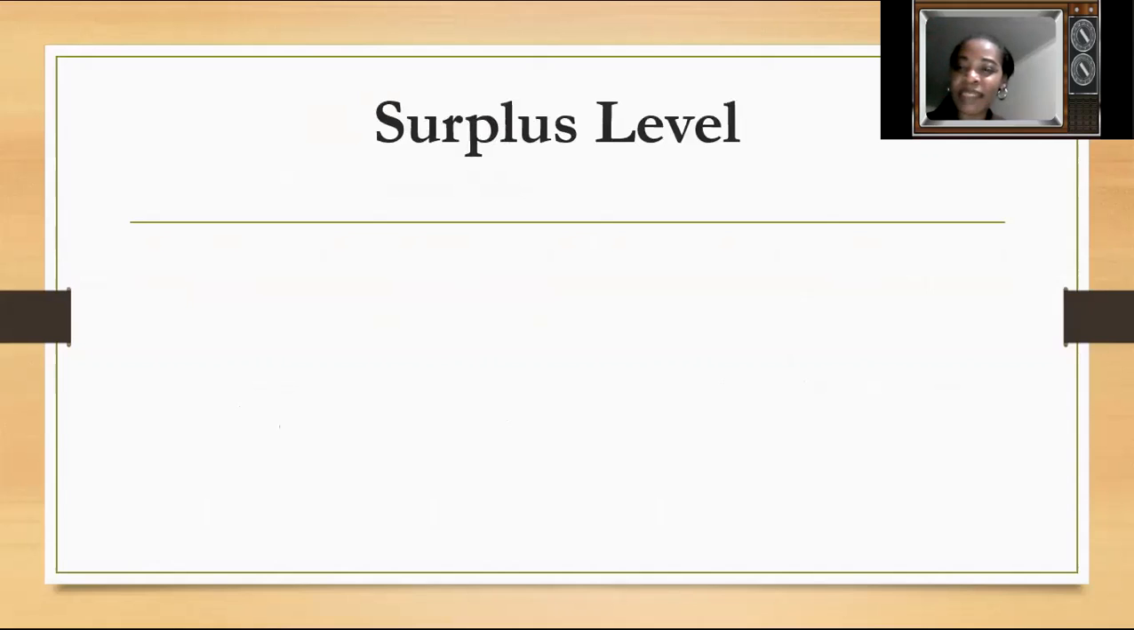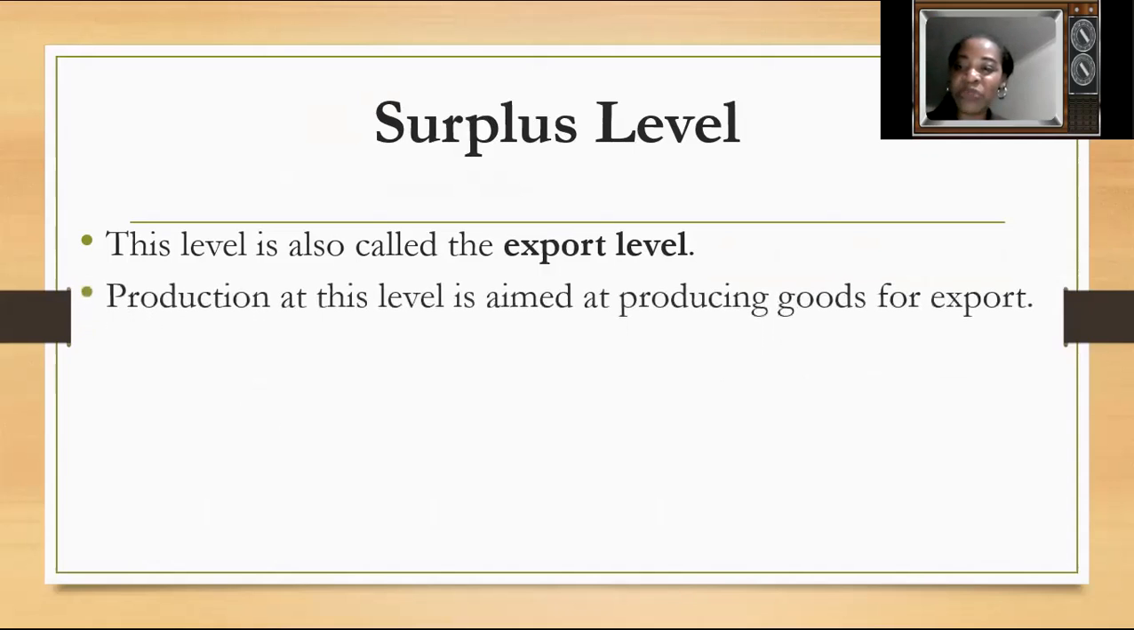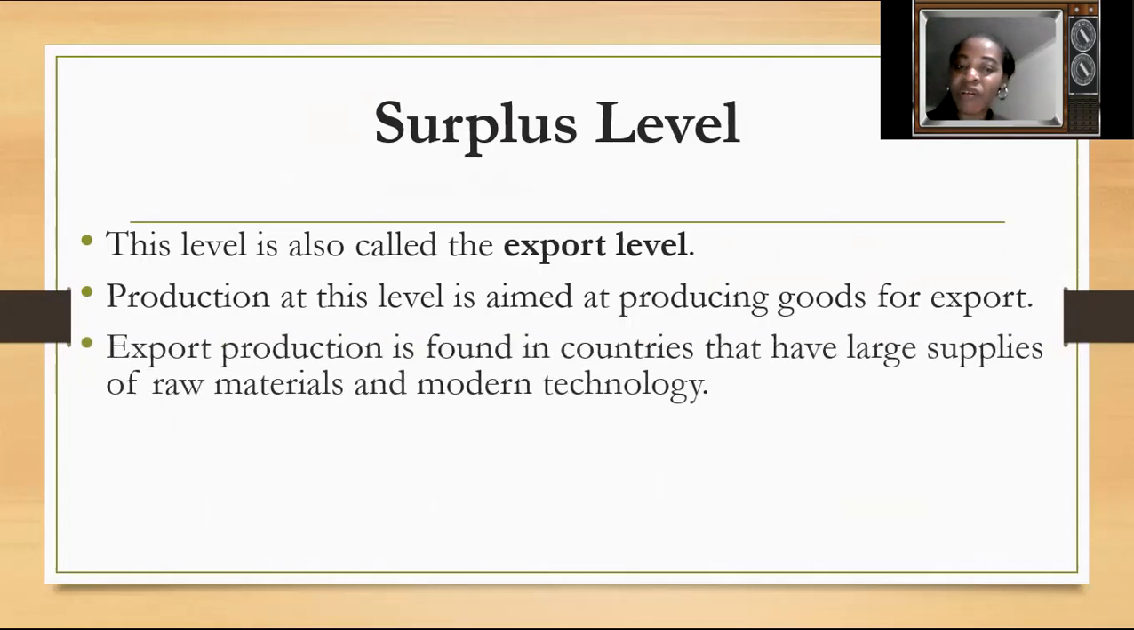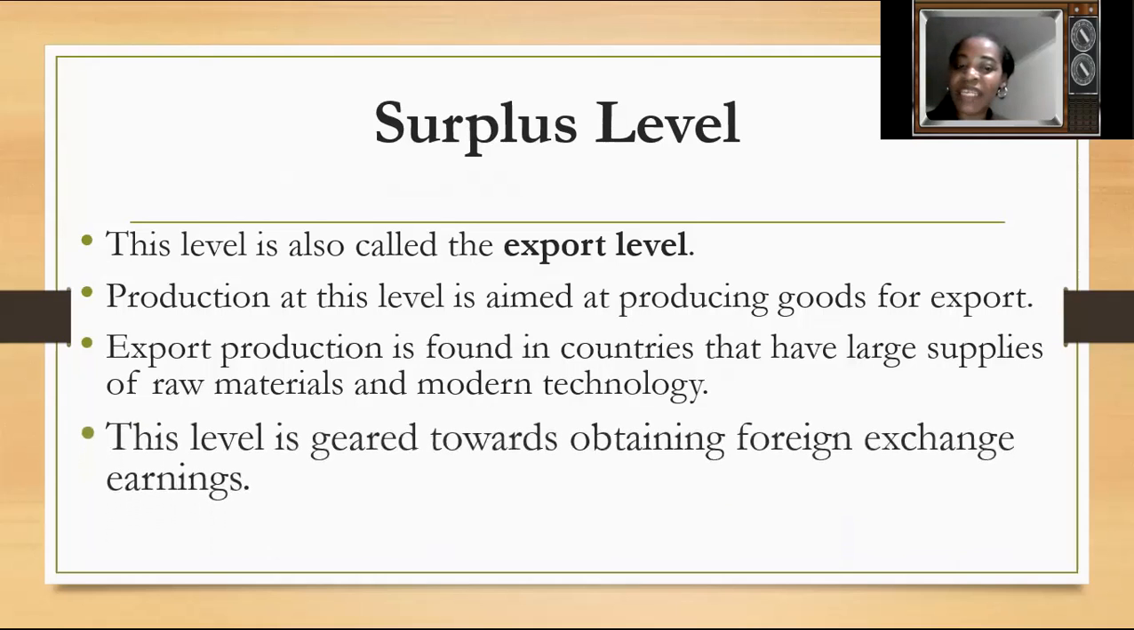What is the surplus level of production? This level is also called the export level of production because goods and services are usually produced for export. Export production or surplus level production is usually found in countries that have large supplies of raw materials and modern technology to exploit them. This level is usually geared towards obtaining foreign exchange earnings.